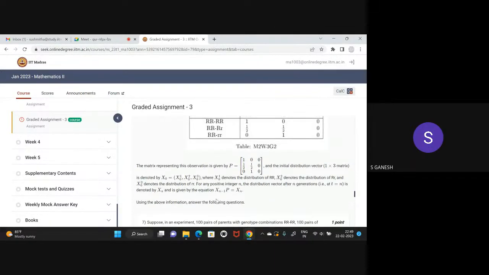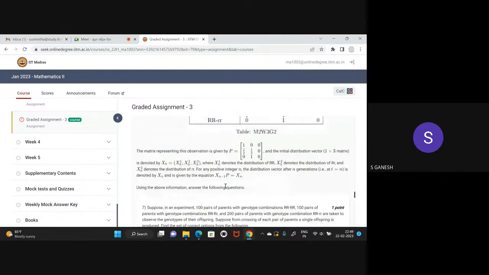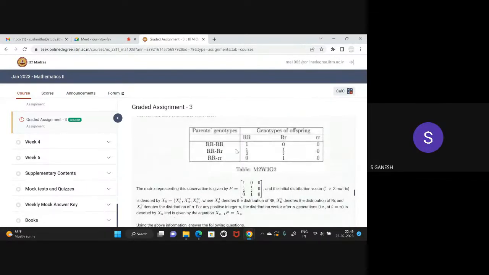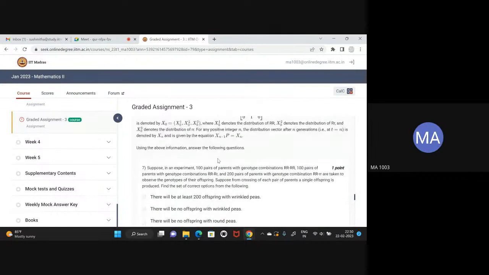What is at least and at most? What is the matrix coming out here? Yeah, the matrix is 100, 0, 0, and 50, 50, 0, and this one 0, 200, 0. Yes, ma'am. You just have to multiply this with the parent elements. Yeah, you have to pre-multiply, right? 100, 200 and 100, so that you get the next generation.